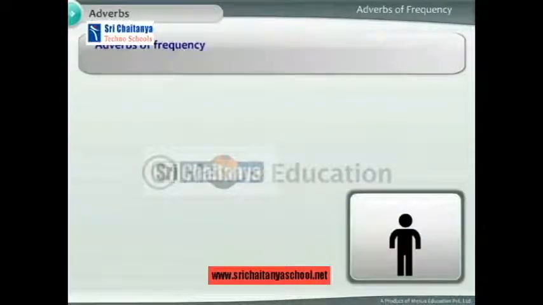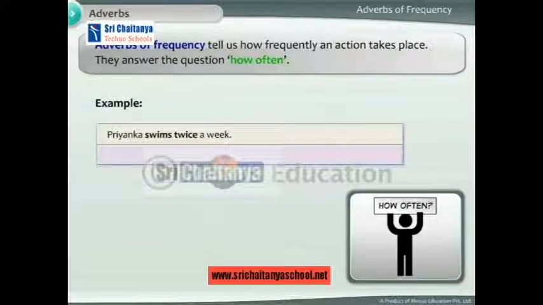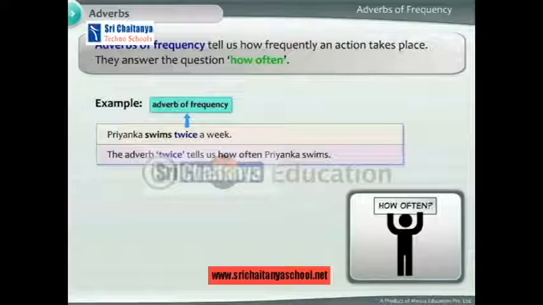Adverbs of frequency tell us how frequently an action takes place. They answer the question, how often? Here's an example. How often does Priyanka swim? She swims twice a week. In this sentence, the adverb twice tells us how frequently Priyanka swims. Twice is an adverb of frequency.